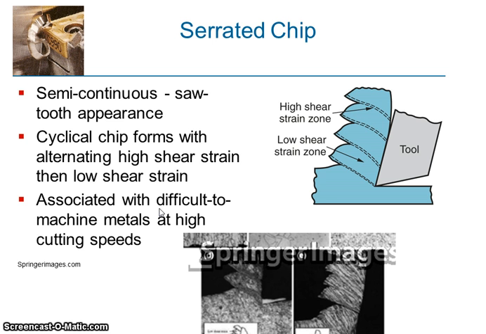Next we will see what is a serrated chip. These are semi-continuous chips having a sawtooth appearance. These are also cyclical chips and they are very difficult to machine. It is very difficult to machine these metals at high cutting speeds.